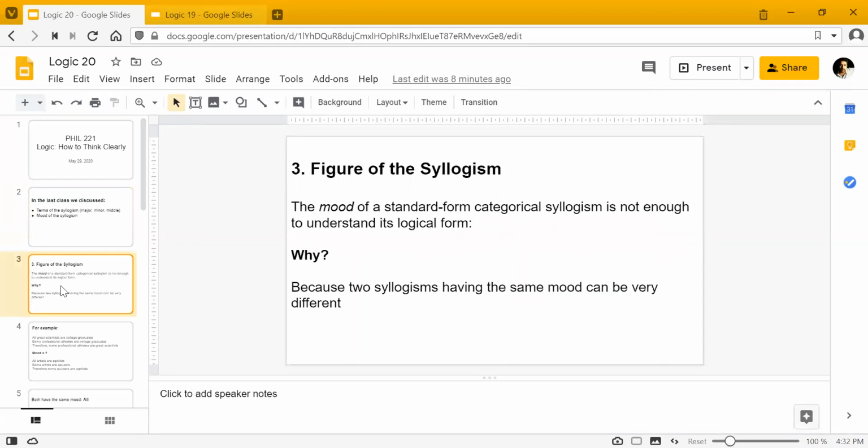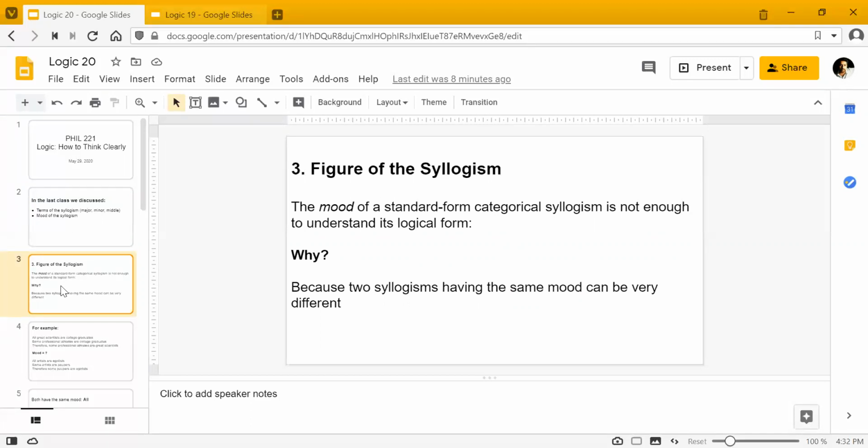Today, we're going to be going further and talking about the figure of the syllogism. So together with the mood, these two components basically tell us what the logical form of an argument is. So you can say that mood plus figure equals the logical form of a syllogism. The mood of a standard form categorical syllogism is not enough to understand its logical form.